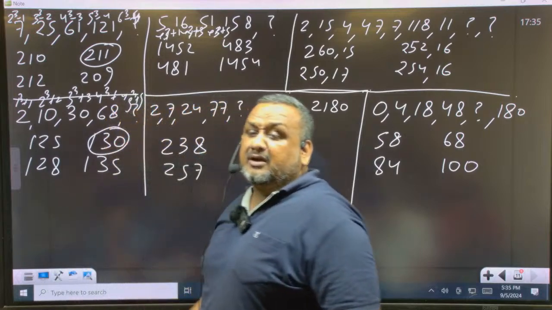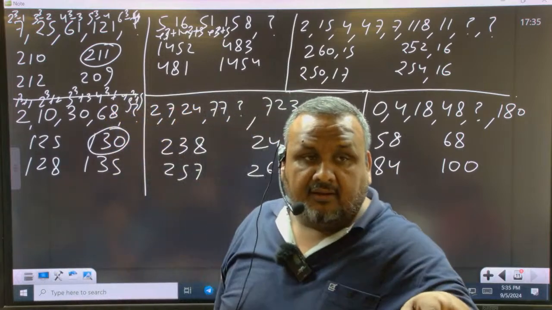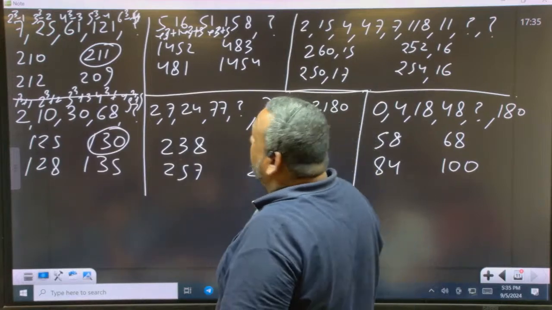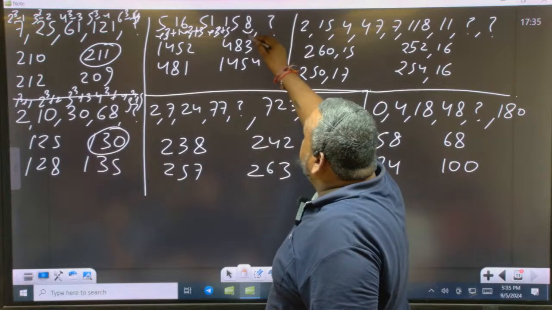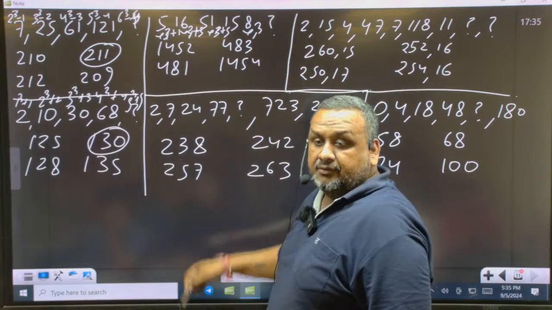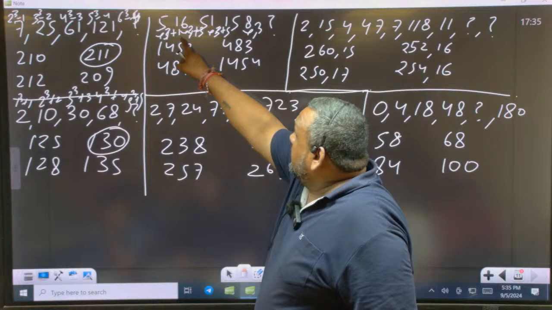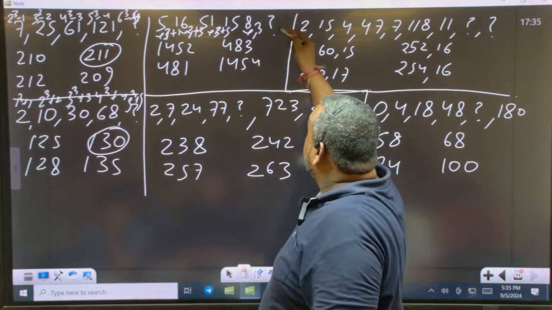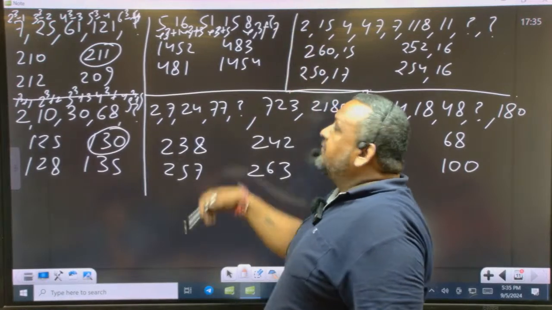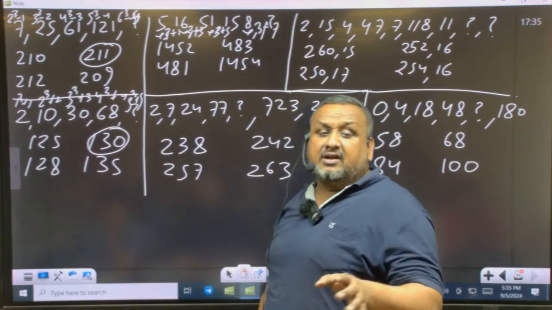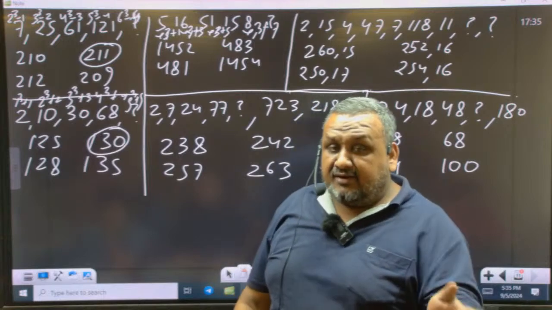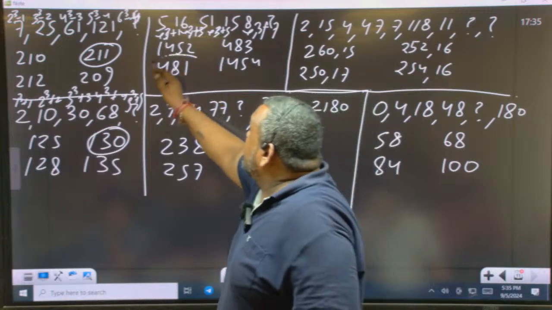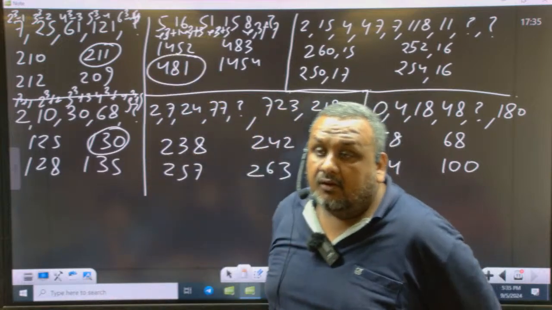So now the pattern becomes: every time multiply by 3 and add the odd numbers. So to get the answer, 158 into 3 and plus 1, 3, 5, next odd number 7. 158 into 3: 150 times 3 is 450 and 8 times 3 is 24. 474 plus 7. Answer 481.